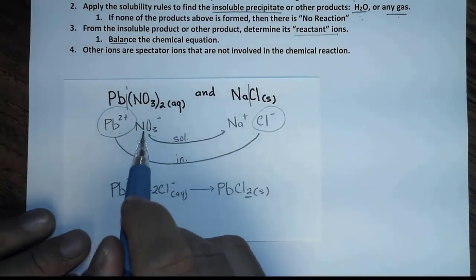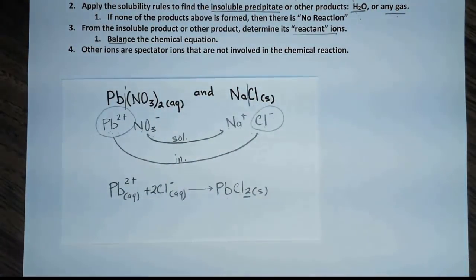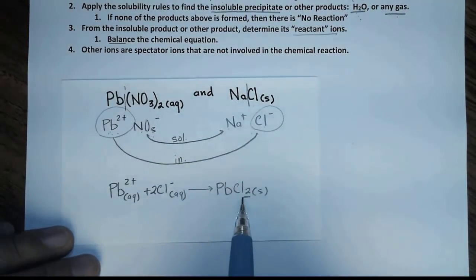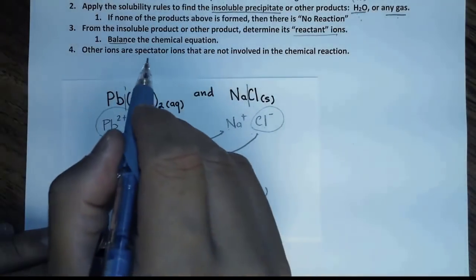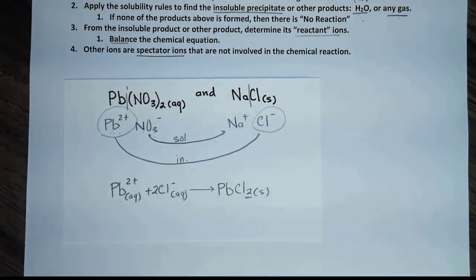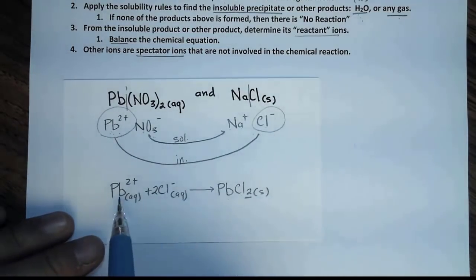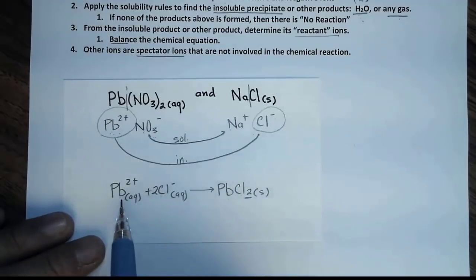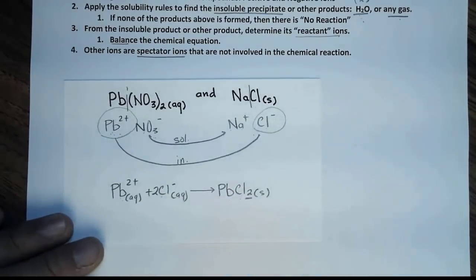And what about the ions like nitrate and sodium? Those ions do not get involved in this chemical reaction, and they are known as spectators. The term spectator means they are just there to watch the show. In this case, lead and chloride ions are the only two that are involved in this chemical reaction.